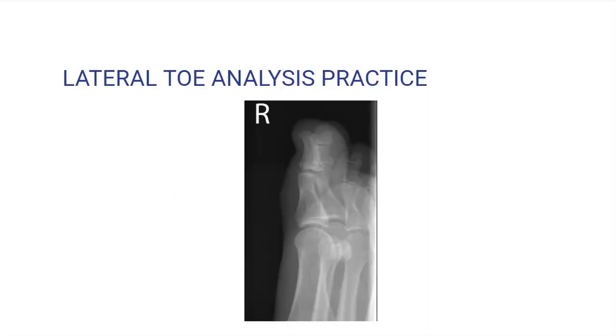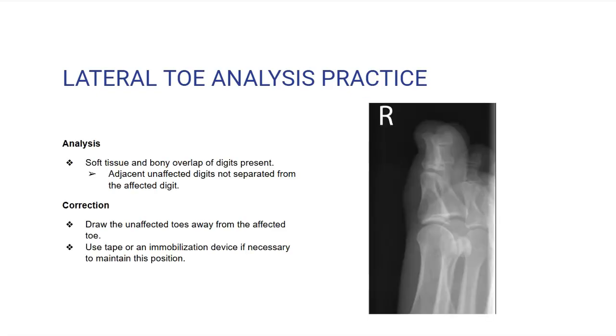Go ahead and review this first practice analysis of the lateral toe and answer the following question. Let's review this practice analysis together. In this lateral toe projection, there is some obvious superimposition here. Taking a look, the soft tissue and bony overlap should indicate to you that we're not in a true lateral projection, and that we're not demonstrating our anatomy very well.